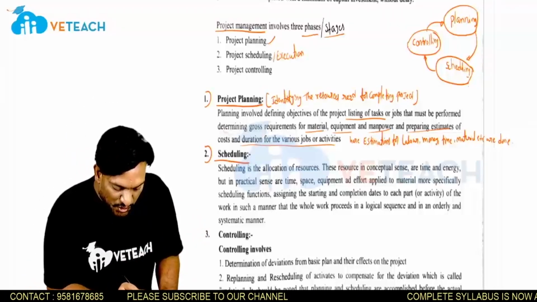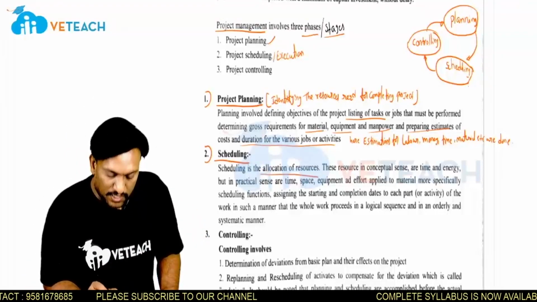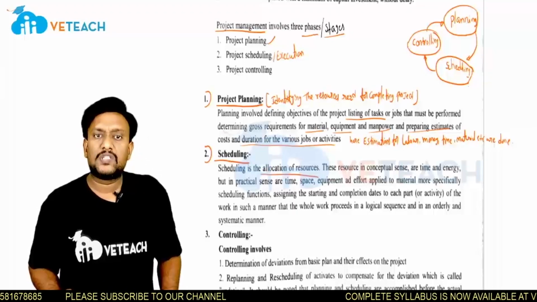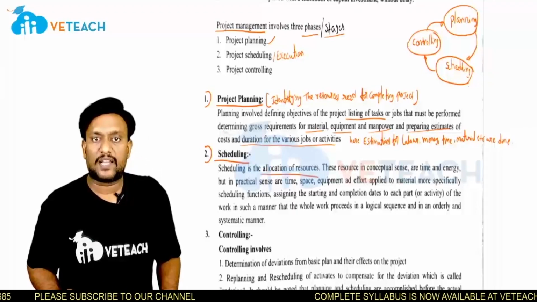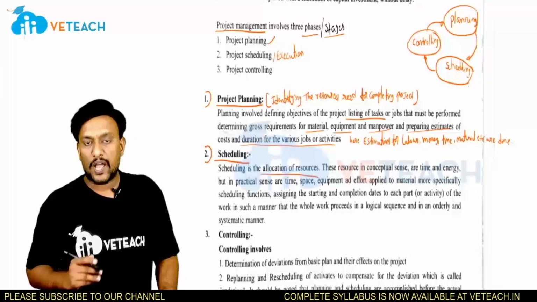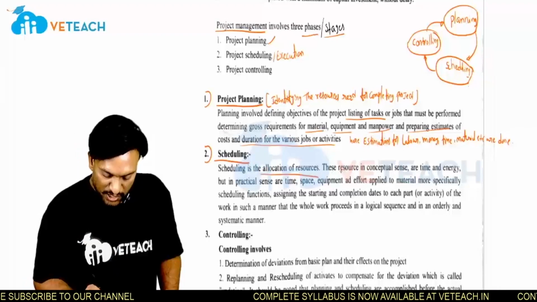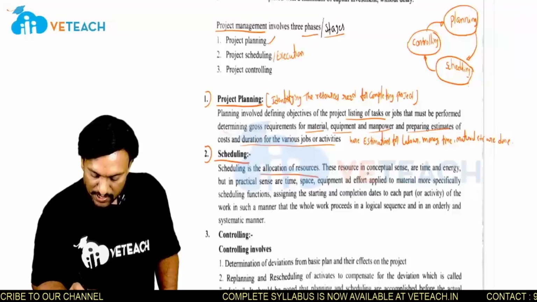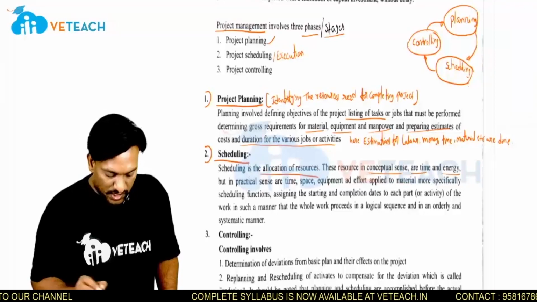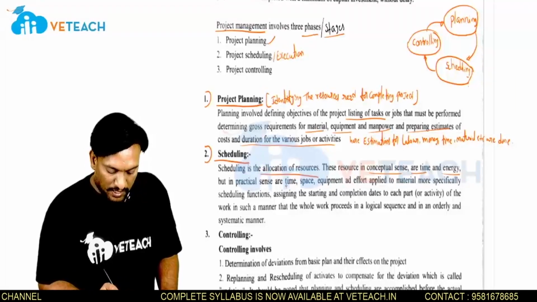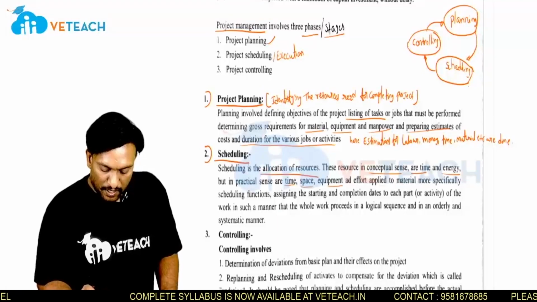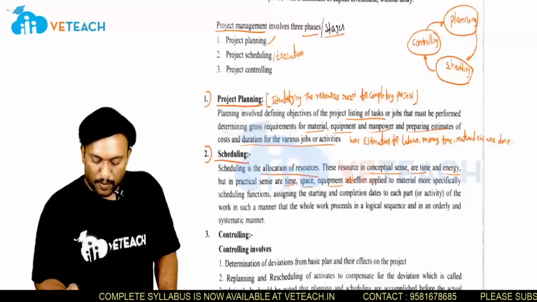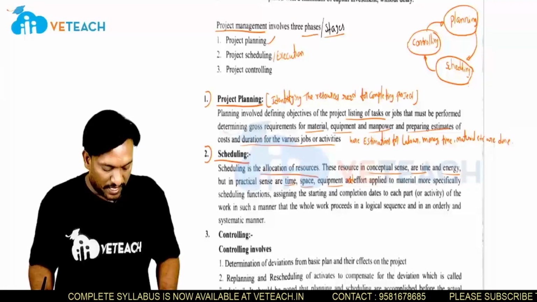Look here, scheduling is the allocation of resources. Whatever resources you have, material, manpower, time, money, you have to allocate all of them. These resources in a conceptual sense are time and energy, but in a practical sense are time and space, equipment and effort applied to material more specifically.